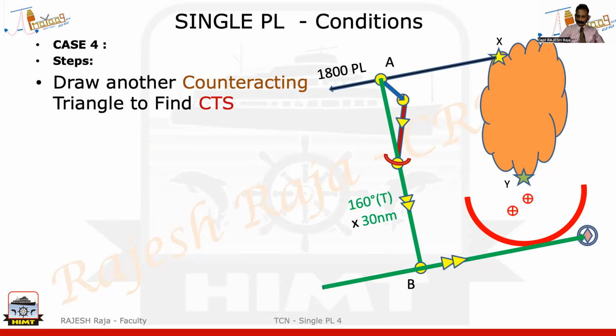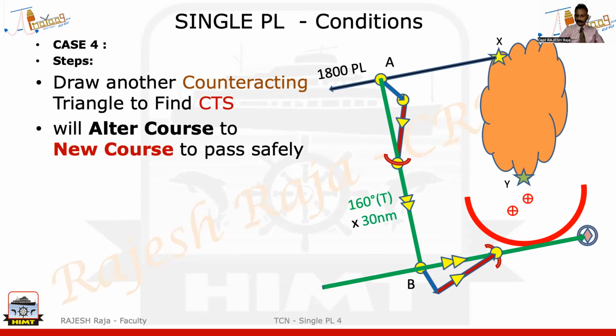I'm going to find again the CTS by using one more counteracting method. So again, a similar job. I'm finishing my triangle. And this new maroon color line in the second triangle becomes my new course for alteration. And when you sail with this course, the current will keep pushing you and it will ensure that you are on the exactly marked CMG track.